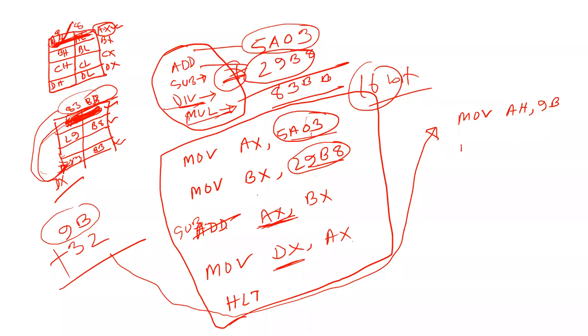Okay, another. MOV, suppose CH. Suppose CH transfer. So CH, comma, 32. Then this is the simple addition. ADD AH, comma, CH. Not CH, comma, AH. Okay?